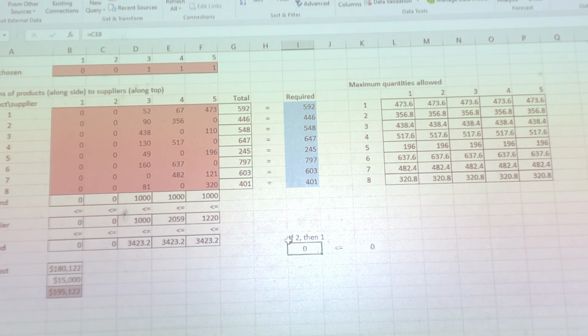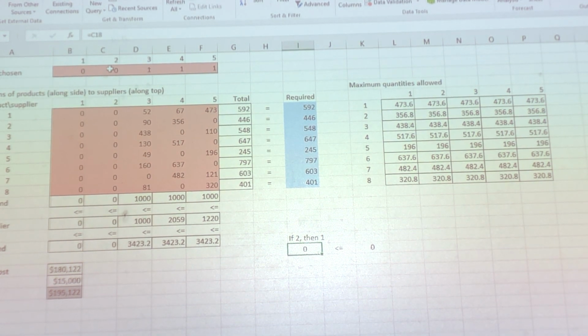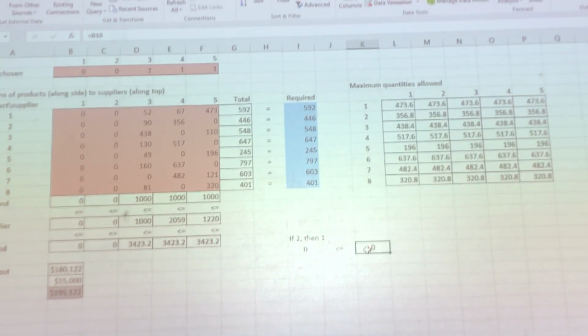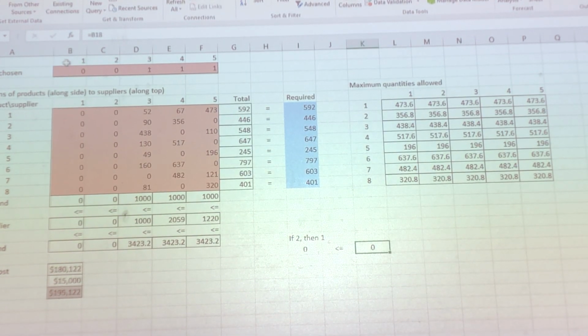Down here, I have a reference to the binary for supplier 2, which is C18. And over here, I have a reference to the binary for supplier 1, which is B18.